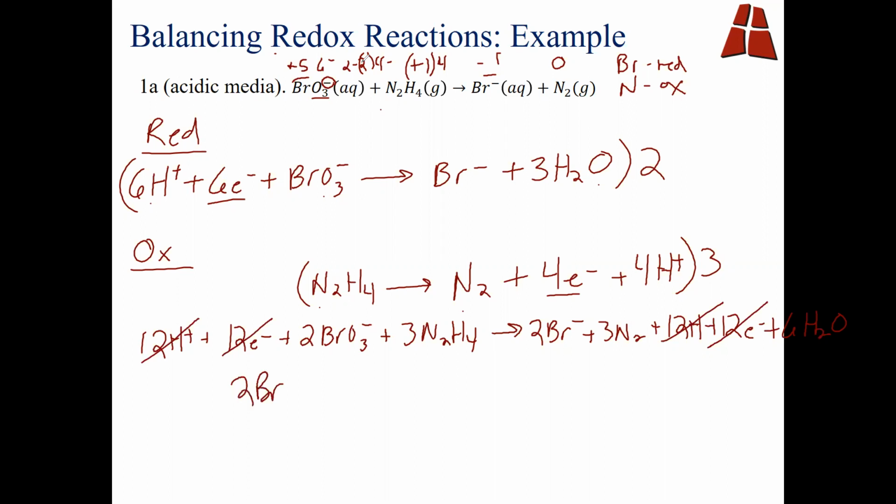2BrO3 minus plus 3N2H4 yields 2Br minus plus 3N2 plus 6H2O. We can double check this and see that our number of atoms for each side also check. So 2 bromides on each side. We have 6 oxygens, 6 oxygens, 6 nitrogens, 6 nitrogens, and then 12 hydrogens, 12 hydrogens.